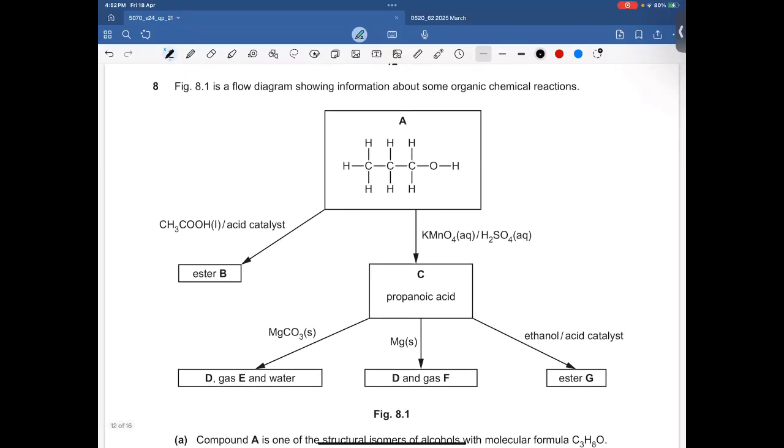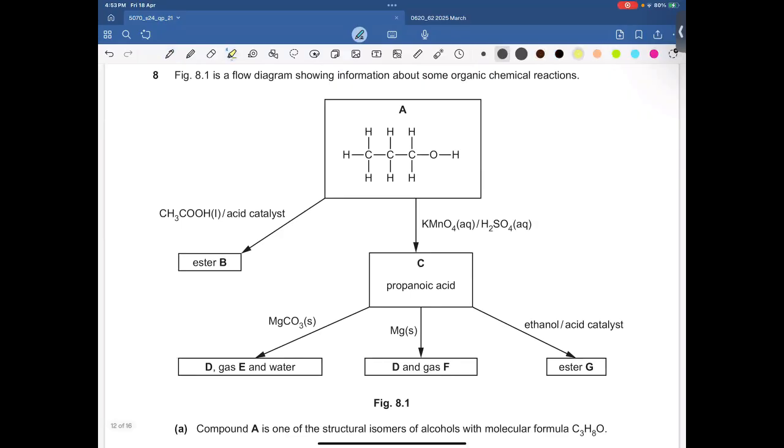Next question, question number 8. The flow diagram shows information about some organic chemical reactions. This is butan-1-ol.